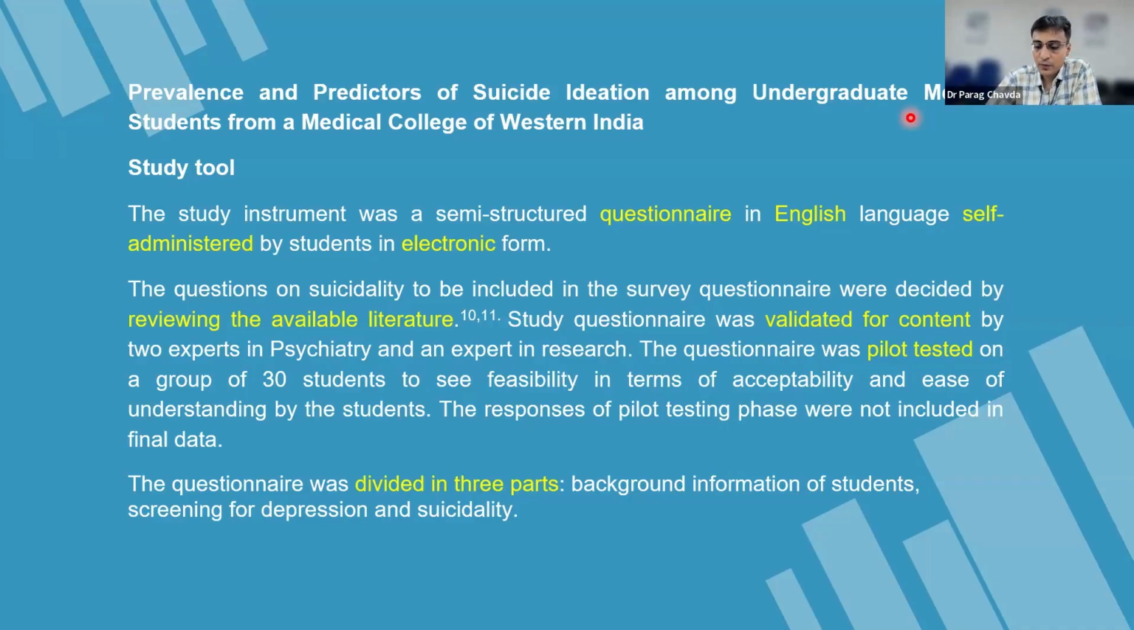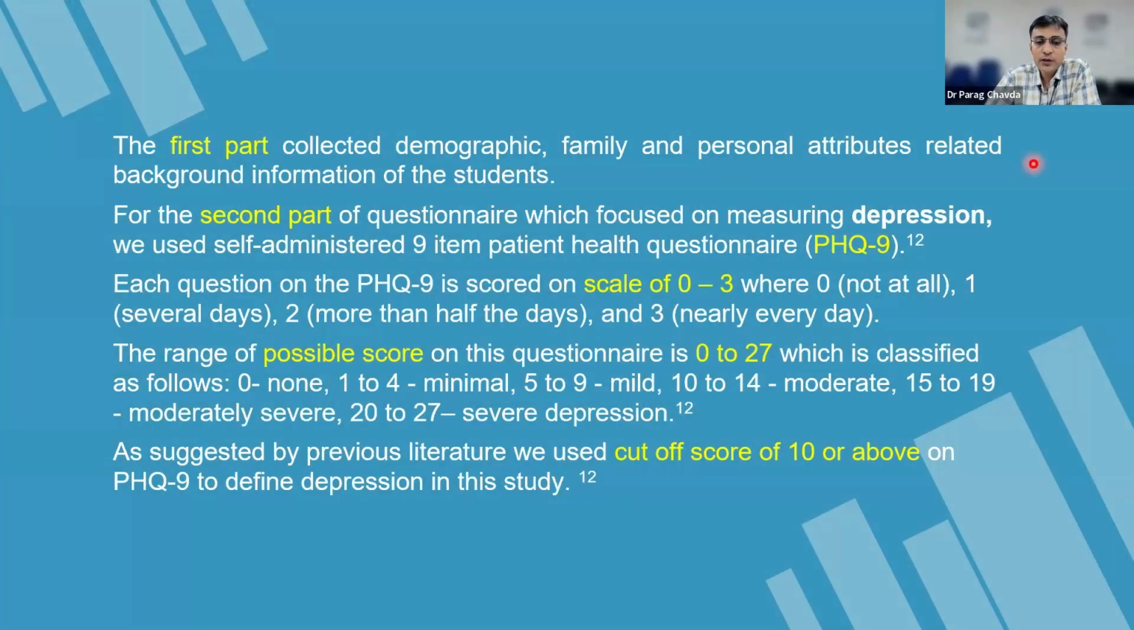On the next slide, I am mentioning 2 out of the 3 parts in the interest of time. The first part collected demographic, family, and personal attributes of the students. The second part was where a preformed tool was used, right? It focuses on measuring depression, and we used one particular tool which is already available in scientific literature. The tool goes by the name Patient Health Questionnaire, short form PHQ-9, and we have also given a reference. We are mentioning that it's a 9-item questionnaire.